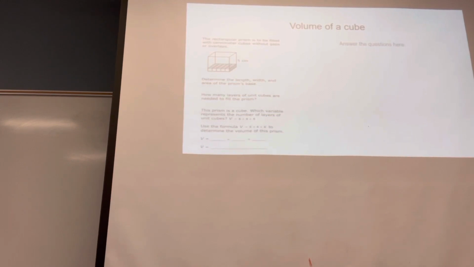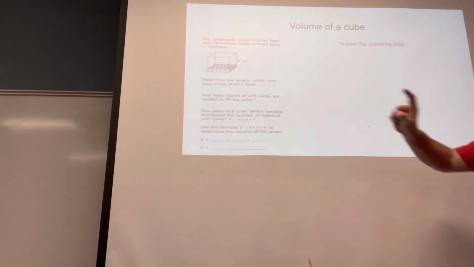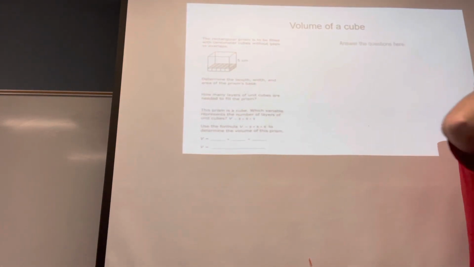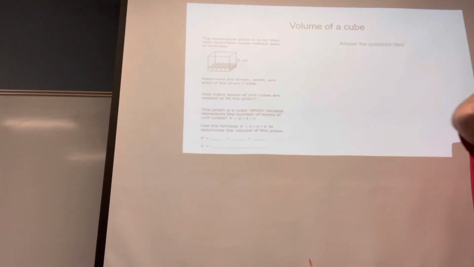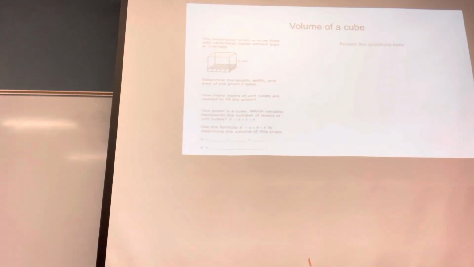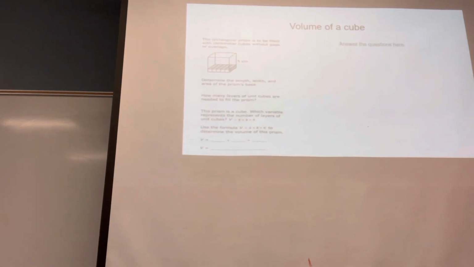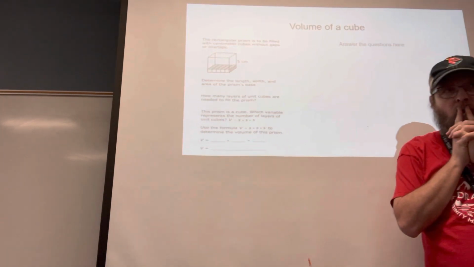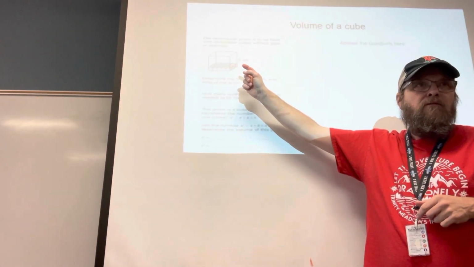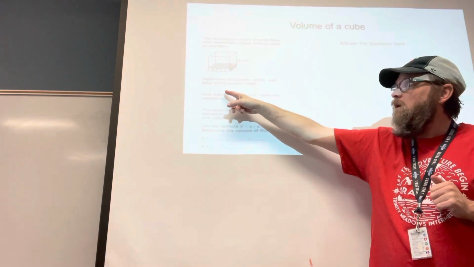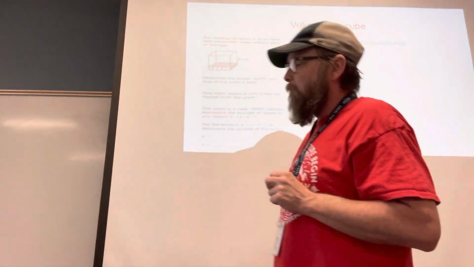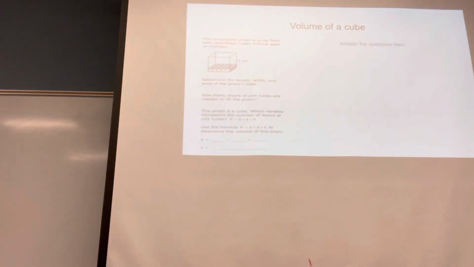All right, so the rectangular prism is to be filled with centimeter cubes without gaps. Determine the length, width, and area of the prism's base. Jeremy, what's the length and width of the prism's base? It's a cube. 5. Good. So the length is 5. Jeremy, what's the width? 5. Because it's a cube. Length, width, and height are the same. So the area of the base, Jeremy, length times width is what? 25. So the area of the base is 25 centimeters squared.